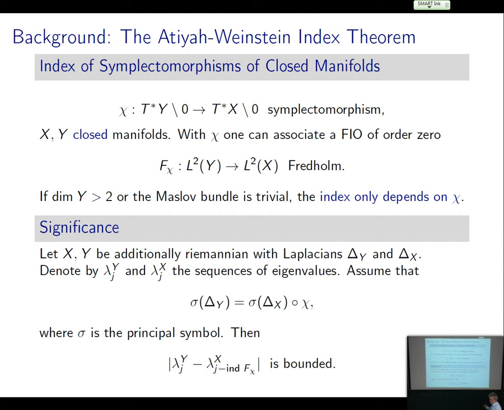By composition with chi. So chi is our symplectic diffeomorphism. It maps one principal symbol to the other, and then it turns out, if you look at the sequences of eigenvalues, you have a second order operator, so the eigenvalues grow like j to the 2 over n. So both sequences go to infinity, but if you shift the second sequence by the index of this operator f, then this is bounded. It's very strange. So you can really say something about these 2 sequences.